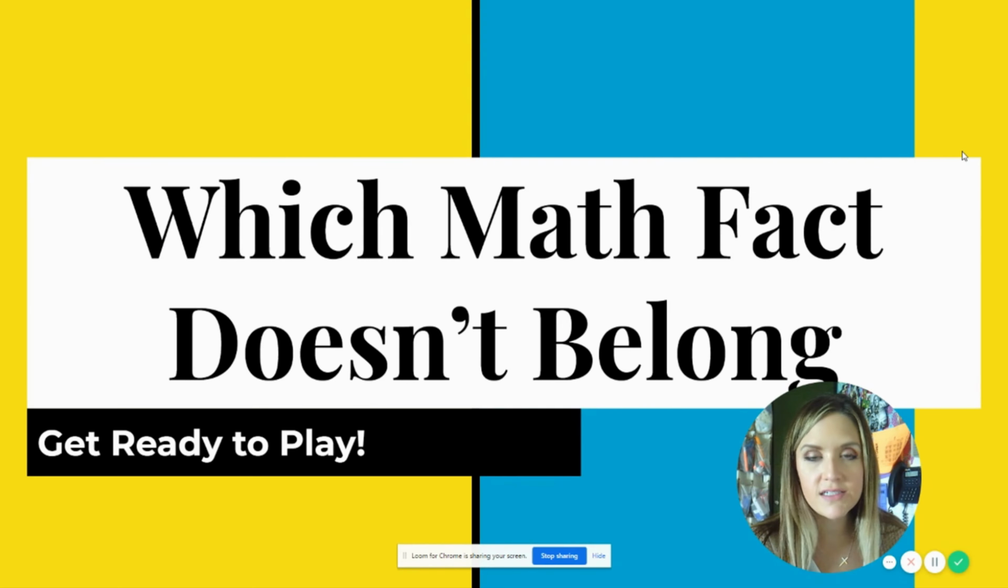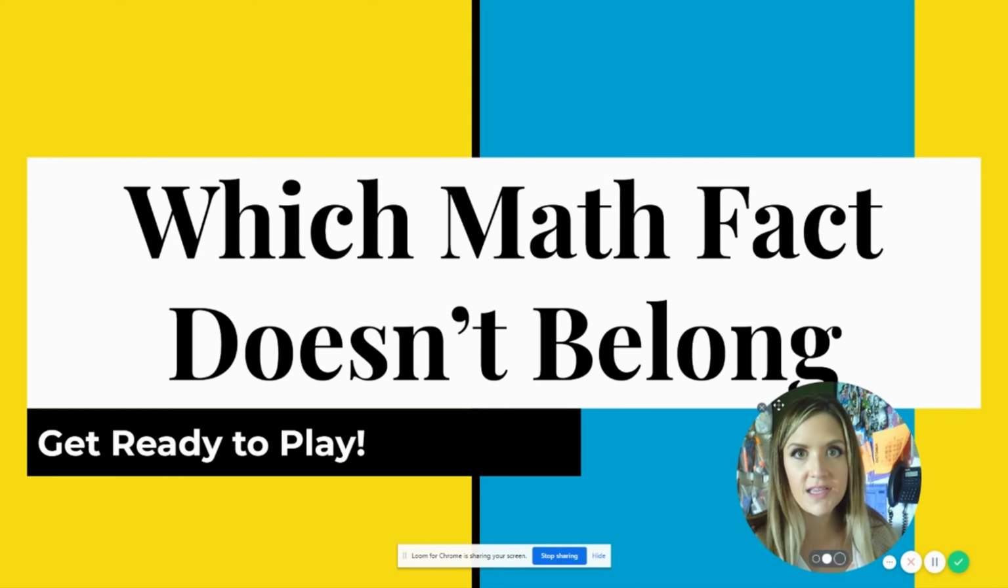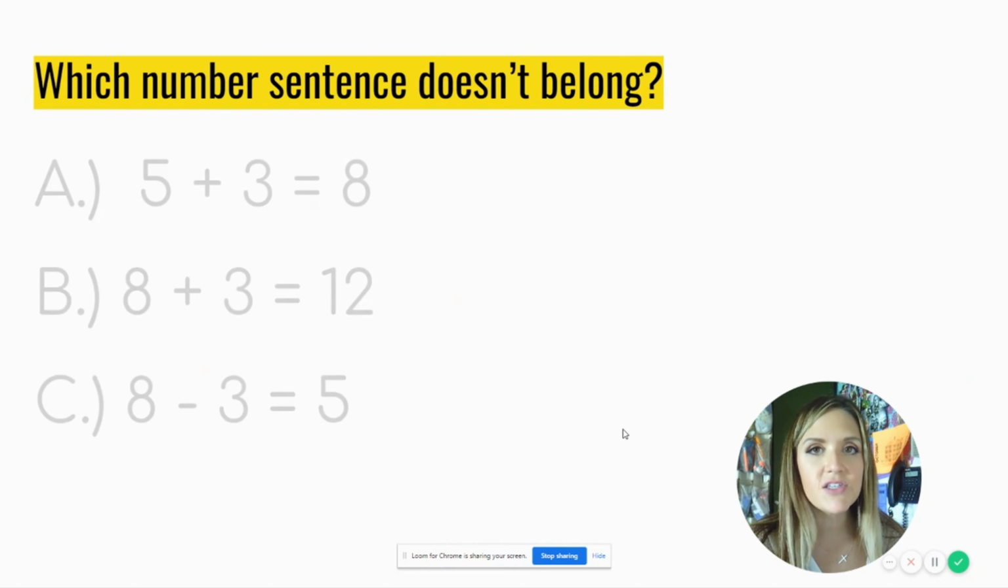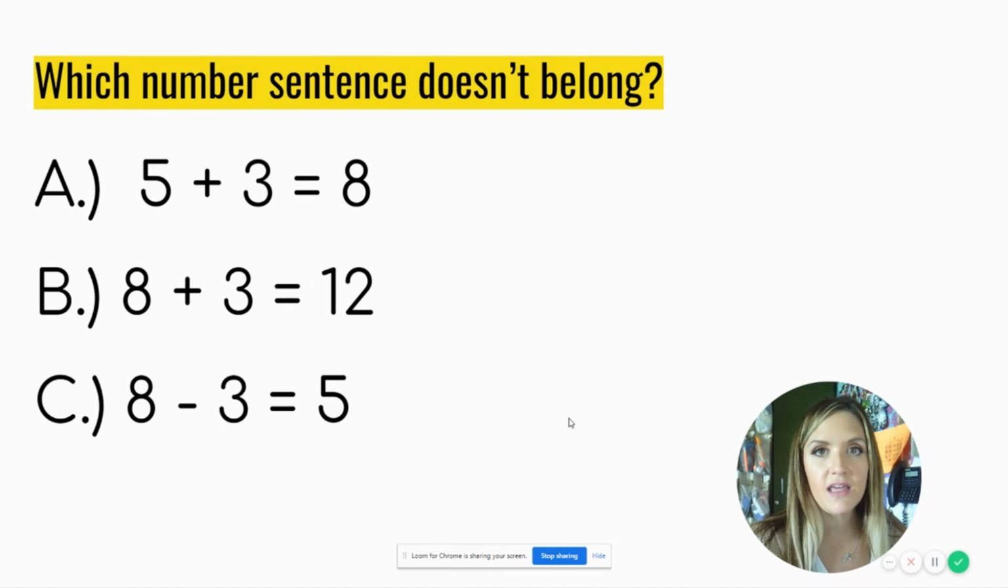Which math fact doesn't belong? And if you're a math fact expert and you know your math facts forwards and backwards, you're going to be able to play this game with me. Let's play. So here's the first question. It says, which number sentence doesn't belong? Let's look at the number sentences. A, 5 plus 3 equals 8. B, 8 plus 3 equals 12. Or C, 8 minus 3 equals 5. Okay, let's look at these.